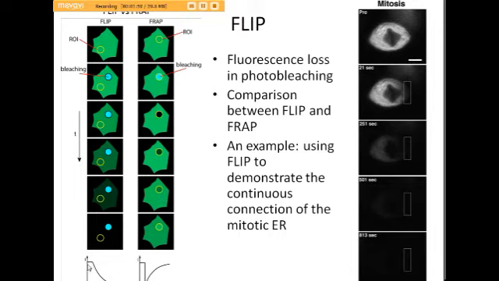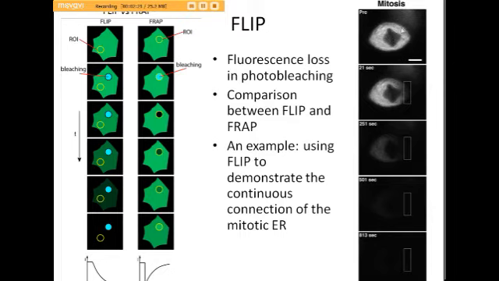The ROI at the beginning, before photobleaching, is constant. After photobleaching of the other region, we can see that its intensity gradually reduces. For FRAP, we photobleach a very small region, and when we look at the fluorescence at this region, the fluorescence will gradually recover until it reaches a plateau. So here is an example.